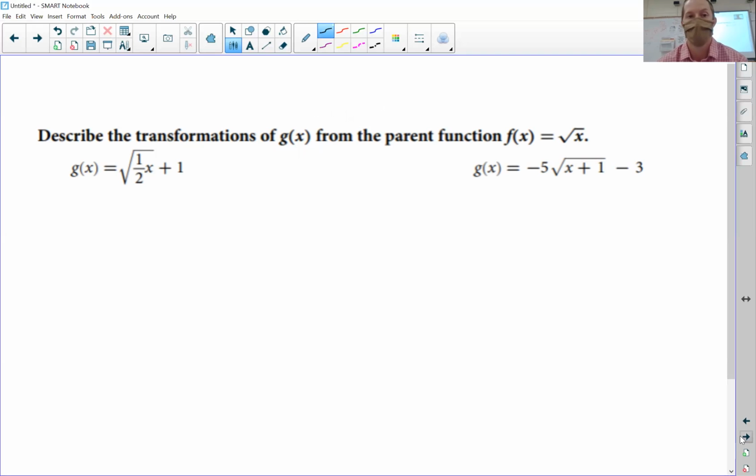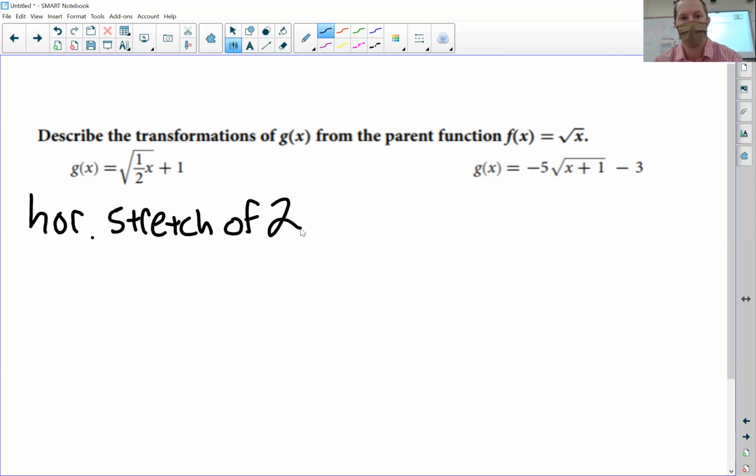Describe the transformations of g of x from the parent function f of x equals the square root of x. So let's look at this first one, the one on the left. G of x equals the square root of 1/2 x plus 1. Now, it's inside, so we recognize it is horizontal. Yes? Because it is 1/2, we're going to take the opposite, so it is a horizontal what? What does that plus 1 mean? Fresh for most of you? I see most of your faces. Most of you really do feel like, hey, okay, let's do it.